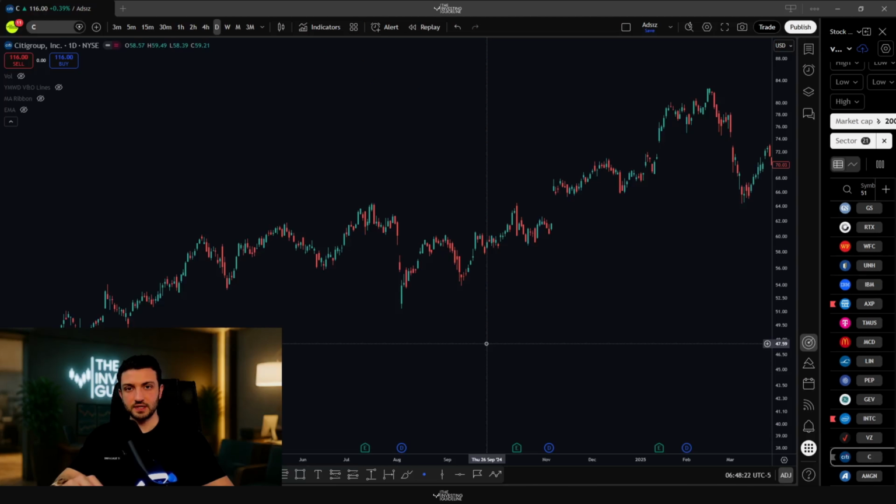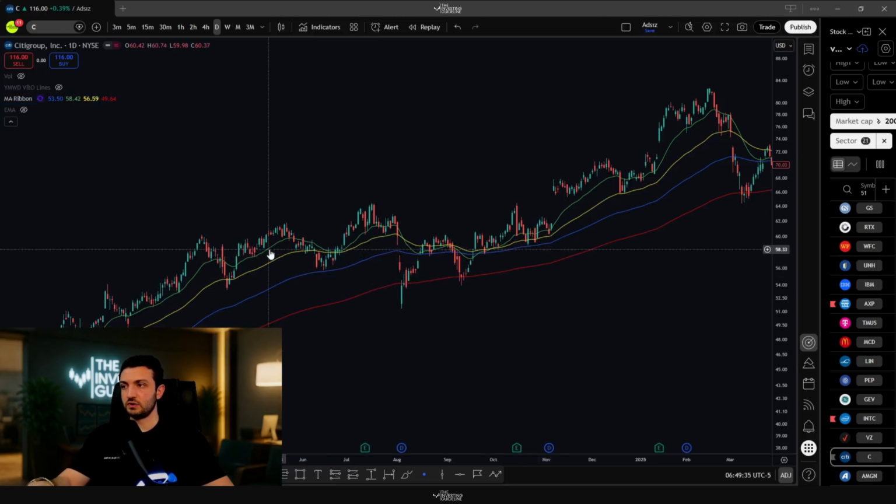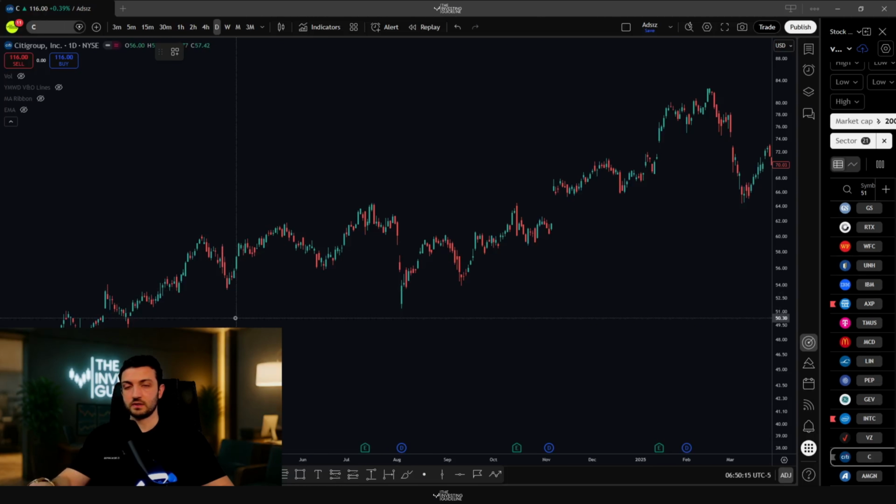And our second strategy to find liquidity is using moving averages. For this strategy, we will use an MA ribbon. Here is my setting. The green one is the 20-day moving average, the yellow one is 50, the blue one is 100, and the red one is the 200-day moving average. So why do we use this? Let me hide this. Price doesn't always aim at a specific high or specific low.